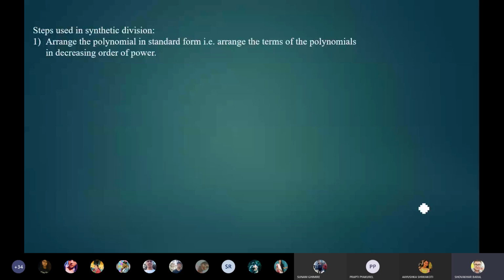Let me go to the next question. Steps using the synthetic division. Let me summarize all these things here, what we have done.